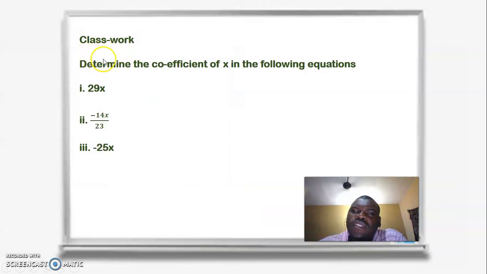You can practice with these questions. Determine the coefficient of x in the following equations: 29x minus 14x over 23 minus 25x. You can practice with these questions.